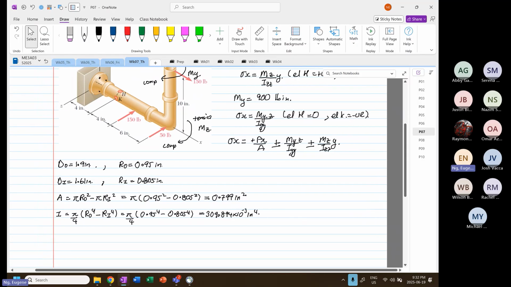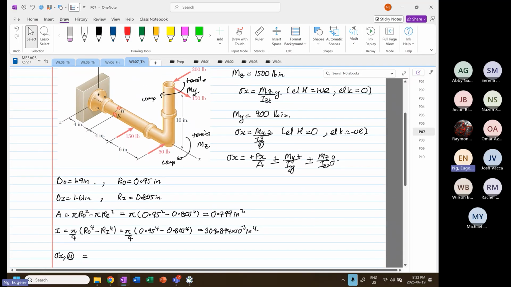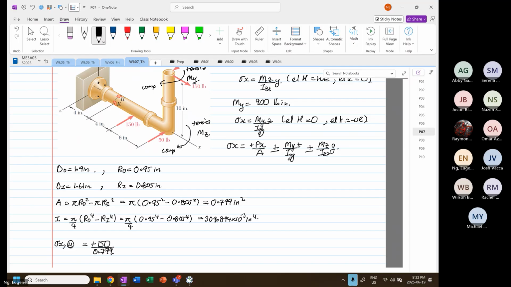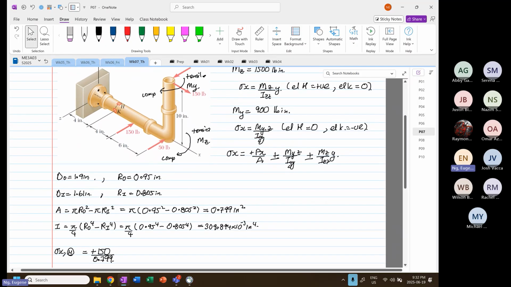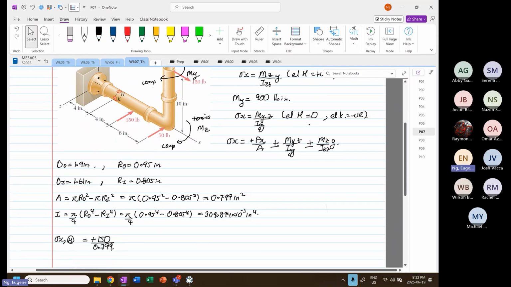So we want to look at stress X at point A, element H. If the Px is going to induce tensile, then 150, positive because it's in tensile, divided by 0.799. Then I'm just going to do My. I know my element H will be equal to 0, right? So why is it 0?